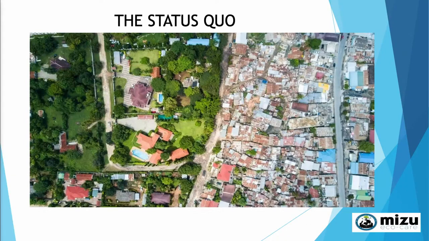I'll start with the status quo. This could be any city in Africa. On the left, you have the low-density area representing opulence and a wonderful life. On the right, you have a high-density area, a shanty compound, as we call it, with poverty and hardships. This image represents inequality.